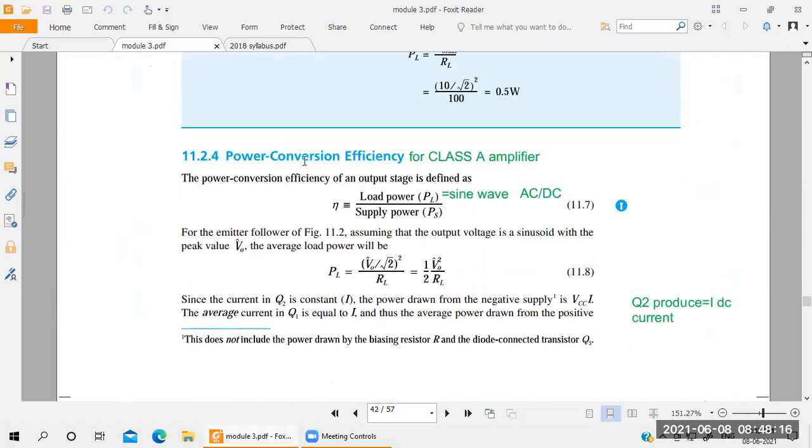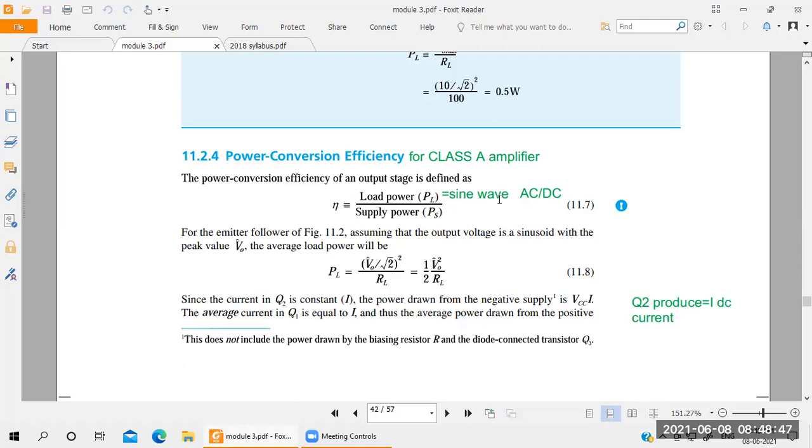See here, you take power conversion efficiency. You have to find out the efficiency. How are you going to find out the efficiency here? Output power divided by input power. Take the efficiency equation: output power divided by input power. What is output power here? Load power, PL, divided by input power, that is supply power. Understood? Load power is the output here, and supply power is the input here.